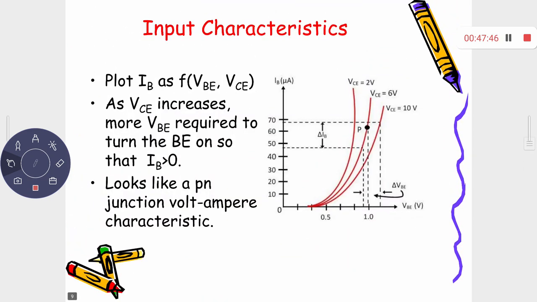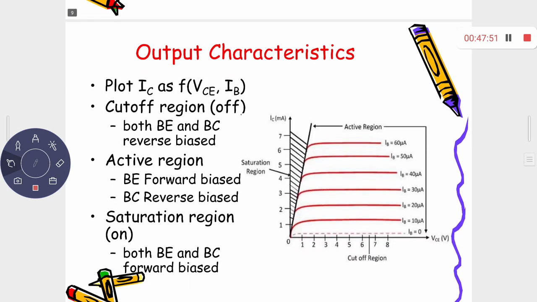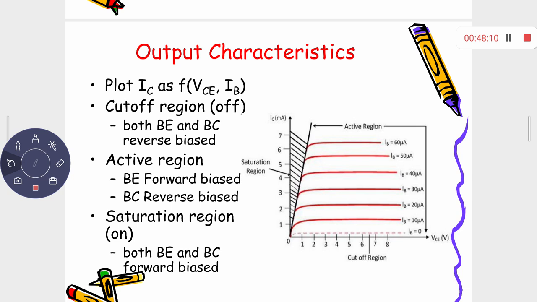This input characteristics curve and this output characteristics curve represent the behavior of the device itself. It has nothing to do with the circuit. This is the behavior of the device. Hopefully you have done this experiment in your first year course. You have got these characteristics, you changed the IB from 10 micro to 20 micro, 20 micro to 30 micro, and plotted it for various values of VC. It has nothing to do with the circuit, okay? It's a property of the device.